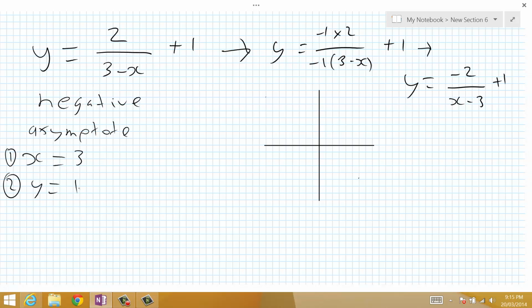Well, I'll draw those in. x equals 3 is this line here. So that's the line x equals 3, and y equals 1 is there.